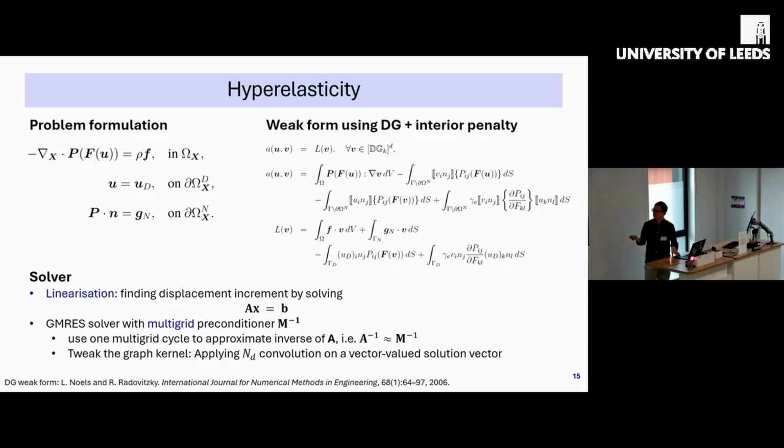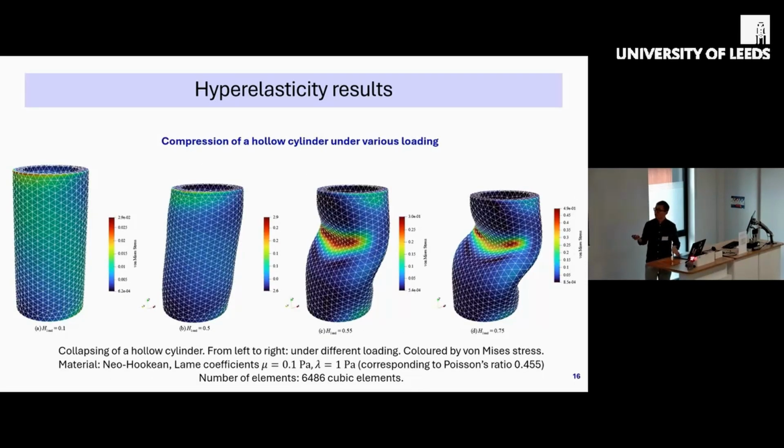To solve this, we apply the multigrid method as a preconditioner. So you multiply this preconditioner to both sides of the linearized system, and it gives you a better conditioned linear system. So you get a faster convergence for your linear solver. And again, here are some nice pictures of what we achieved using this solver. This is a compression of a hollow cylinder under different loading.